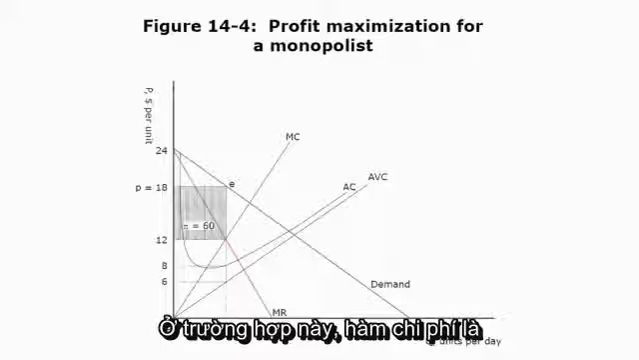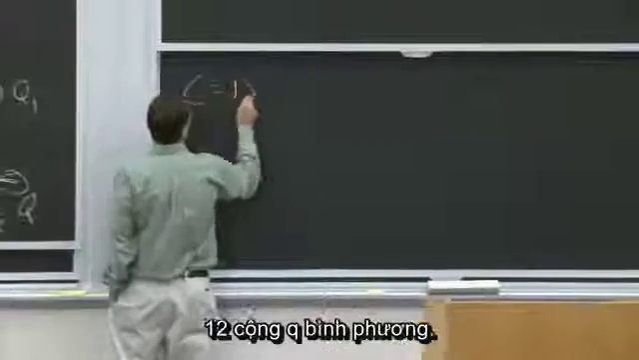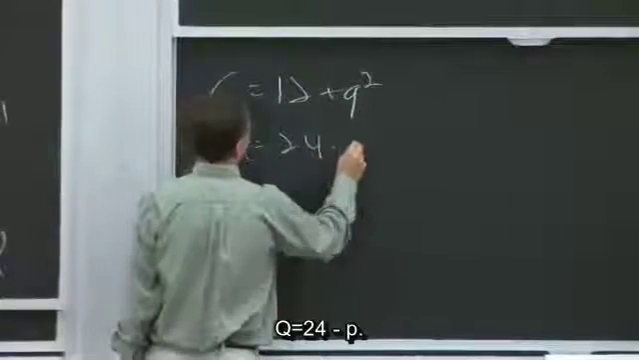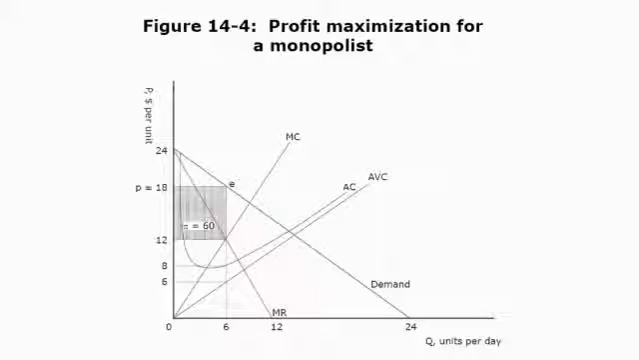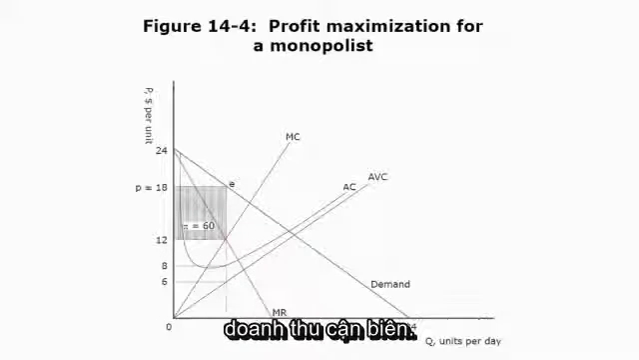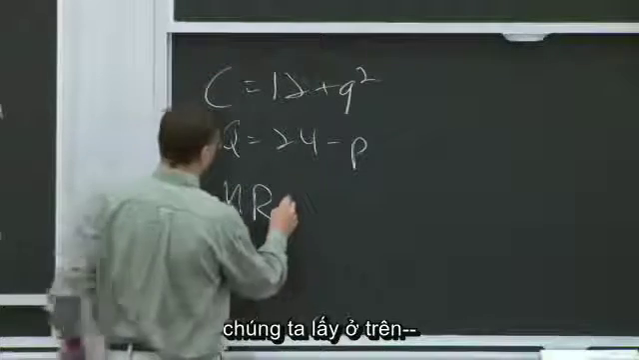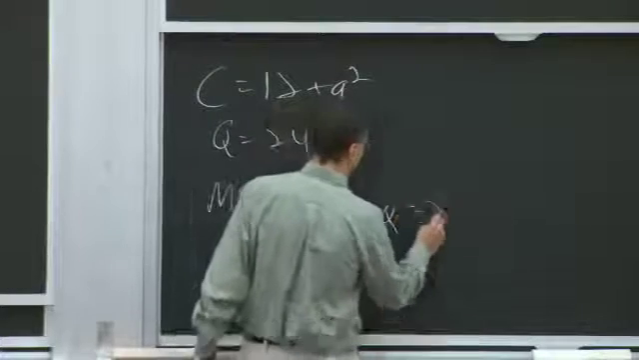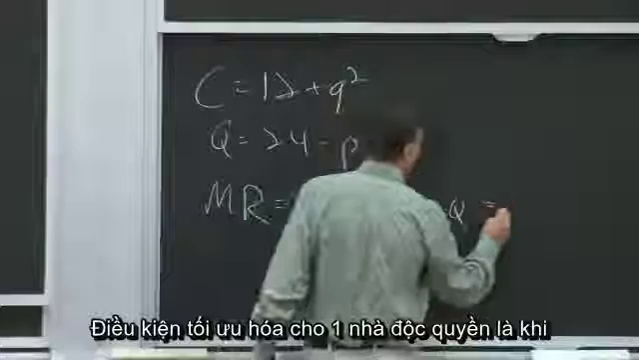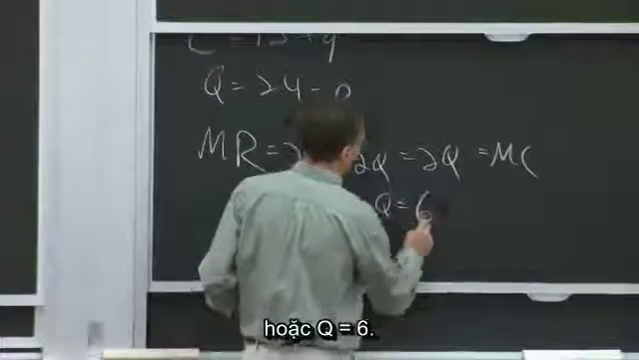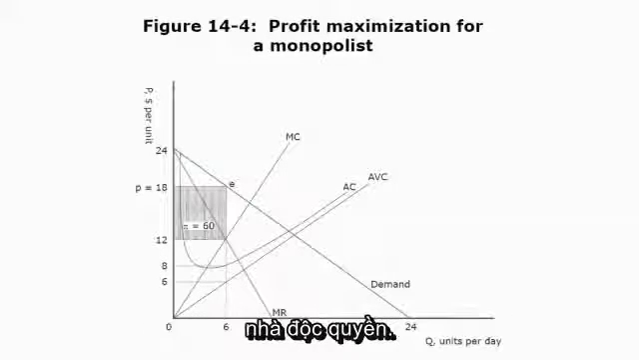This is a case where the cost function is 12 plus q squared. That's the cost function. And the demand function, as before, is q equals 24 minus p. So that's what's graphed here. Now, recall the rule: profit is maximized where marginal revenue equals marginal cost. Well, we derived marginal revenue above: it's 24 minus 2q. What's marginal cost with this expression? Marginal cost is the derivative of the cost equation, which is 2q. So the optimization condition for a monopolist is where marginal revenue, 24 minus 2q, equals marginal cost, 2q, or q equals 6. That's going to be the optimal production level for the monopolist.